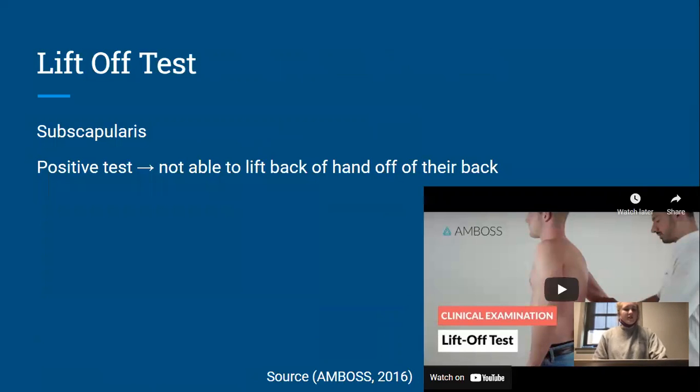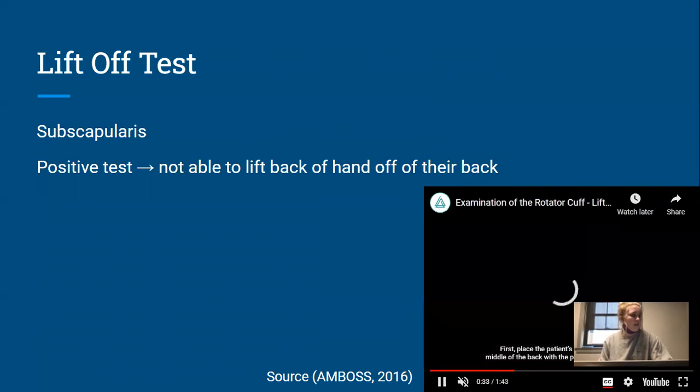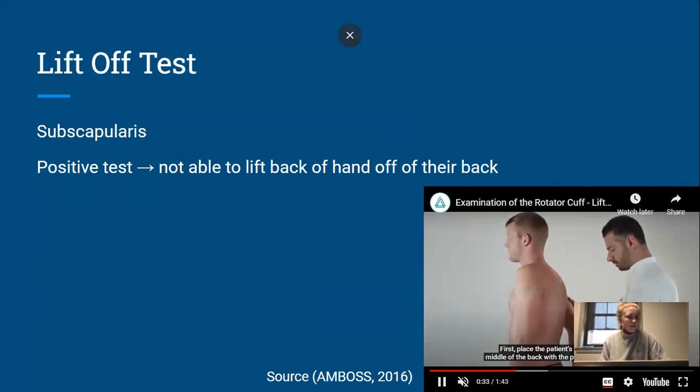Next would be the liftoff test. These tests that I'm about to go over are to see if there's a specific muscle that is lacking, and they test each specific muscle of the rotator cuff. So the first specific test I have is the liftoff test, and it is to test the subscapularis. Here's a video of the liftoff test. This would be a negative test.